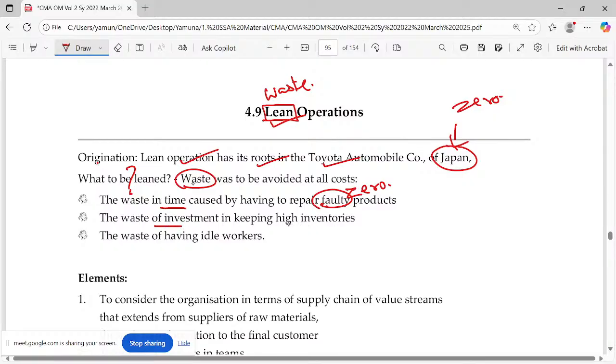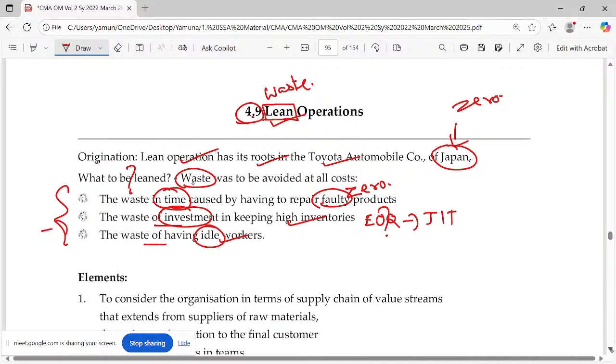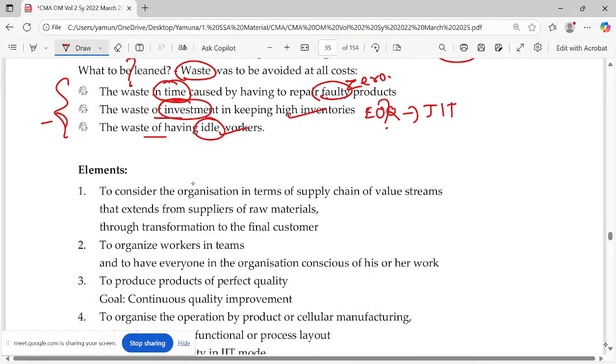Waste of investment in keeping high inventories. Yes, we have this EOQ model. Also, when we talk about the EOQ model, we have to spend on storage cost. The next heading is just in time. See, 4.9 is lean operation, 4.10 is just in time inventory. Then the waste of having idle workers, which we discussed in line balancing. So all these are included. When we talk about waste, we are talking about waste from 3 angles: waste in time, waste in investment, and waste in having idle workers. So what are the elements we have to consider? When we talk about reducing waste or making it zero, we cannot talk about one process or one case.